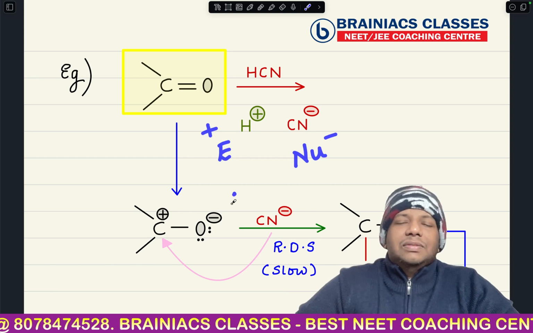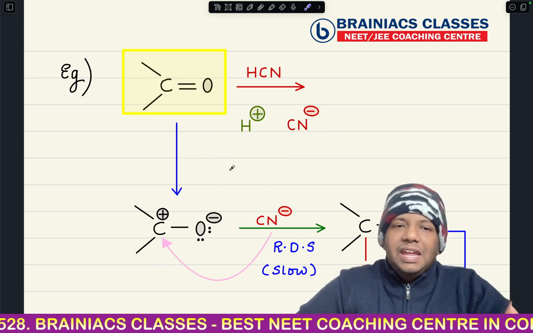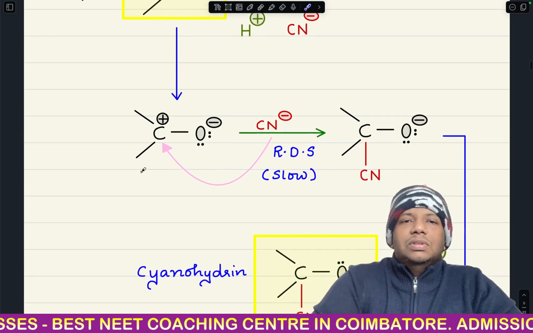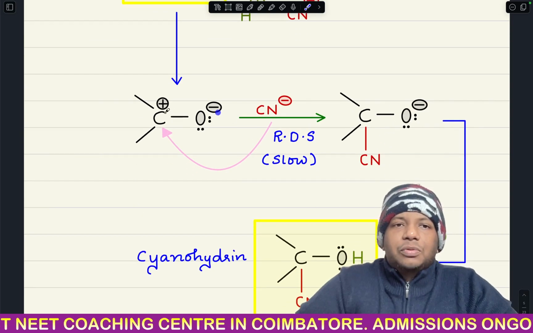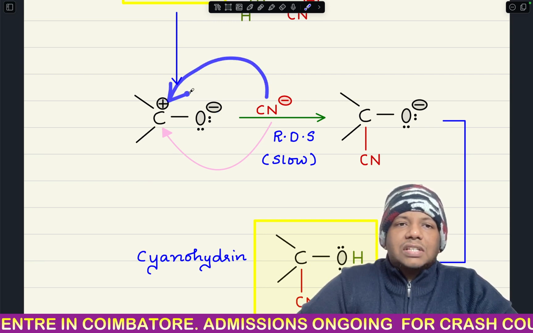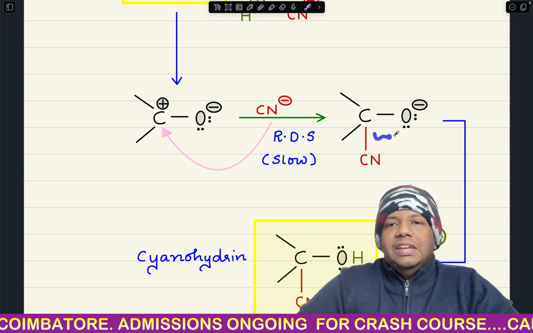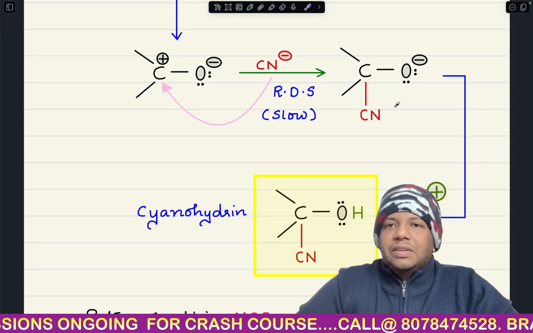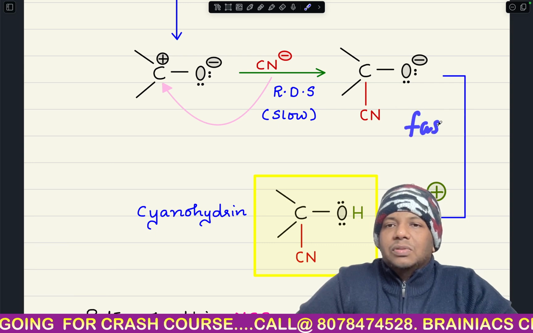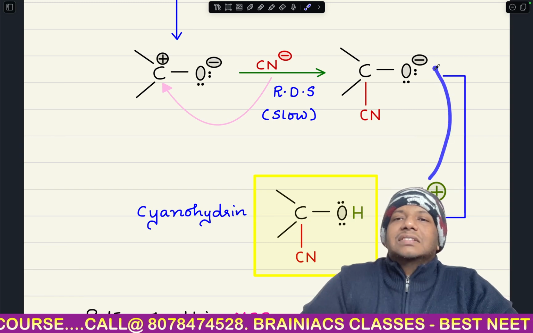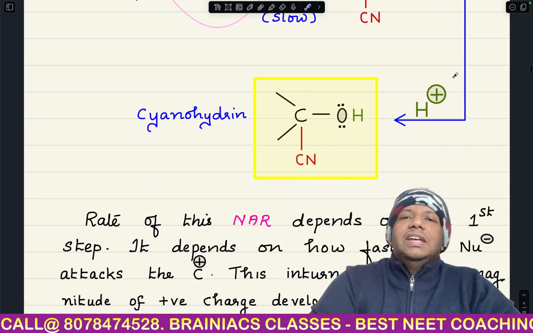So who will attack? What will happen first? Any aldehyde or ketone, first you do the polarization. So the negative charge will come here and the positive charge will come here. Then the nucleophile will attack the positively charged carbon. So you will get an intermediate, a tetrahedral intermediate, and this step is a slow step, and the next step would be very fast. Why? Because the electrophile H plus will easily attack the O minus, and you are finally getting the product.